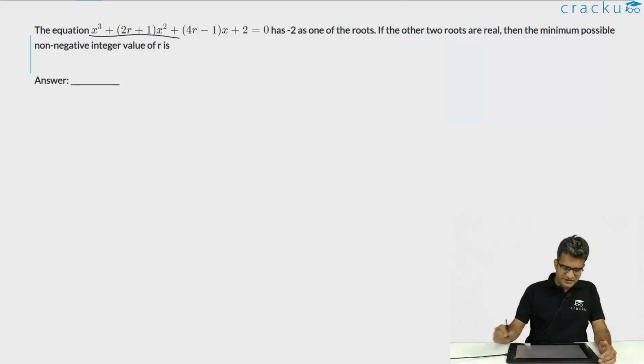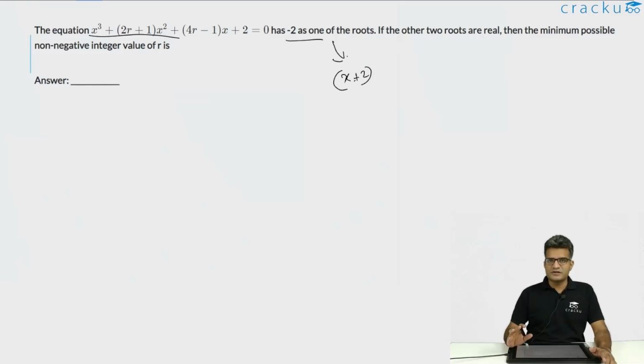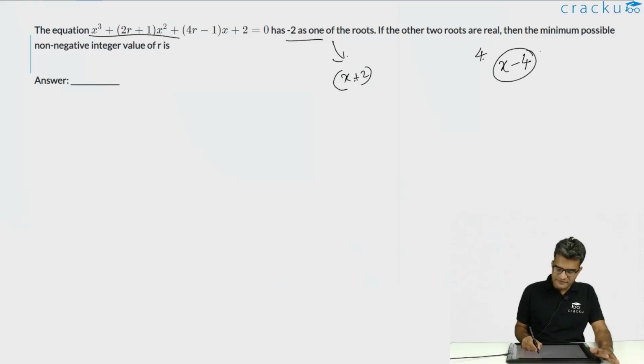In this question, we are given a cubic equation x cube plus (2r plus 1) into x square plus (4r minus 1) into x plus 2, and we are told that minus 2 is one of the roots. If minus 2 is one of the roots of this equation, x plus 2 has to be a factor. Because whenever you are told that a number, say 4, is a root of a given polynomial, it would imply that x minus 4 has to be a factor. If 4 is a root, x minus 4 has to be a factor. Similarly, minus 2 is a root, so x minus of minus 2, which is x plus 2, has to be a factor of this given polynomial.